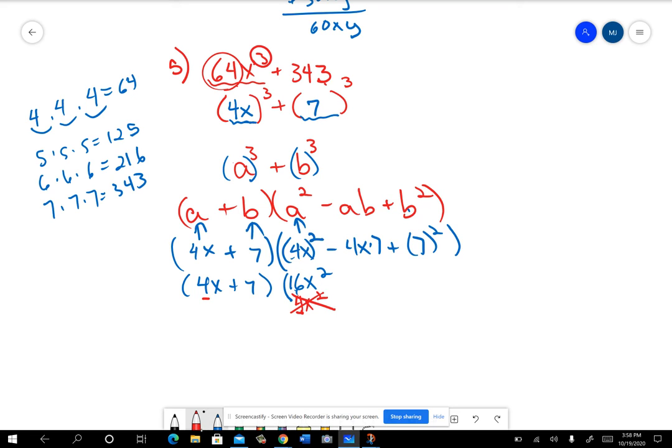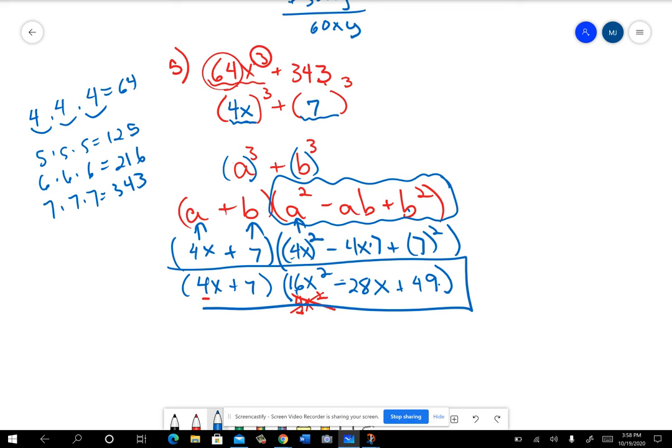Then 4x times 7 would be minus 28x. And then 7 squared, that would be 49. Okay. And then this looks factorable, but the formula stopped here because that can't be broken down more. So here would be your final answer. Okay.